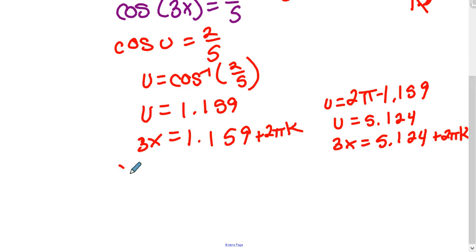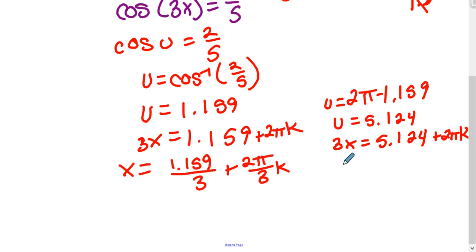So when I solve this, I get x equals 1.159 divided by 3 plus 2 pi over 3k. And then on this one, 5.124 divided by 3 plus 2 pi over 3k. Because again, the period for this function is 2 pi over 3 because my b value is 3.